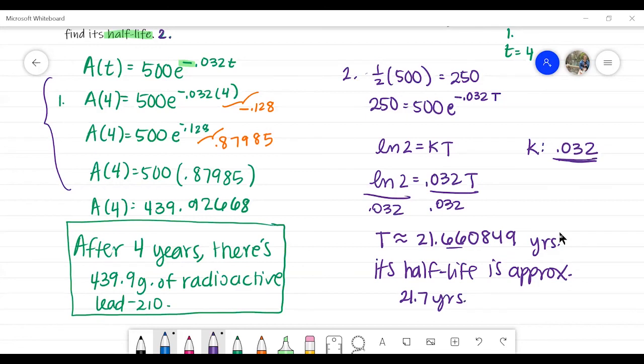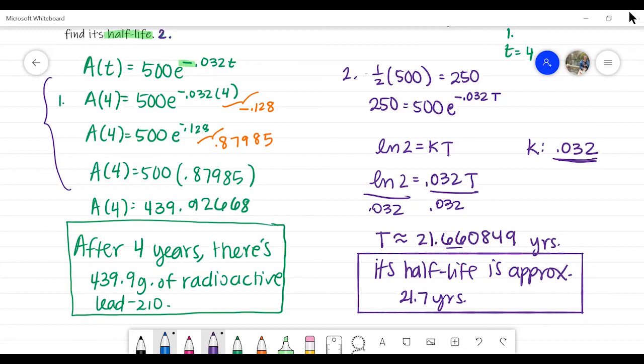21.7 years. So you can see that after 4 years, it decayed, but not drastically. We started with 500. But as we move into its half-life, it would take 21, almost 22 years for it to actually get to that halfway mark. Okay, I will see you in the examples on the next page.